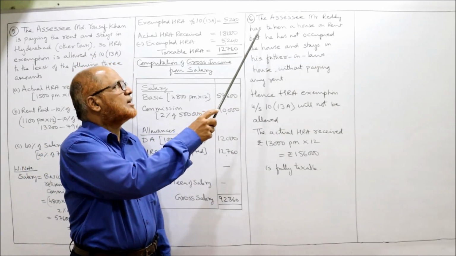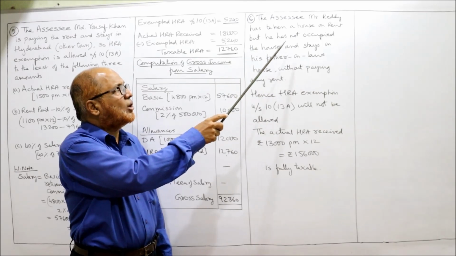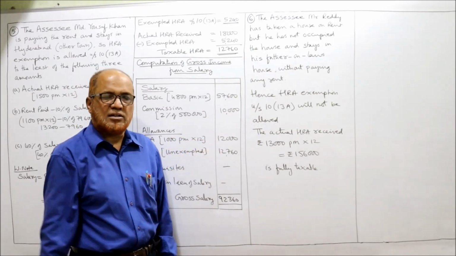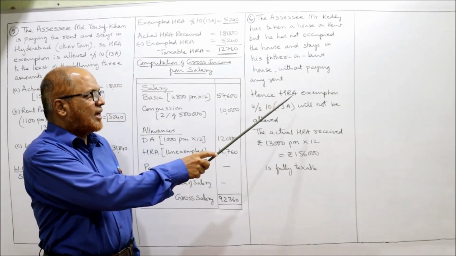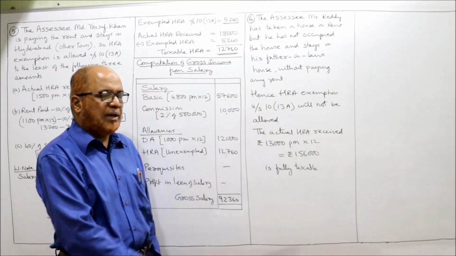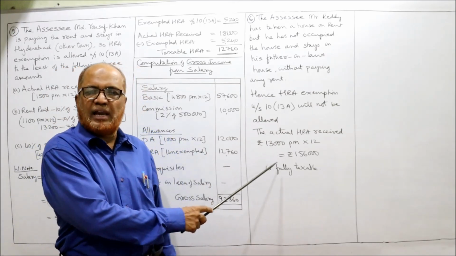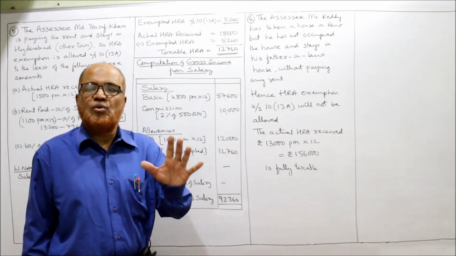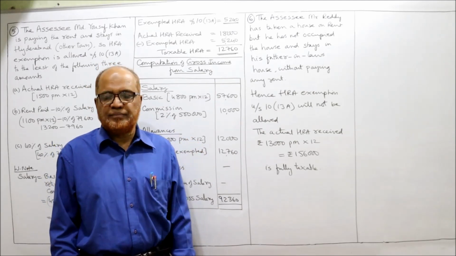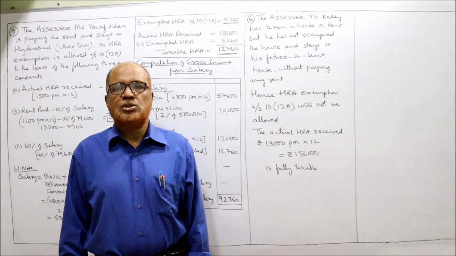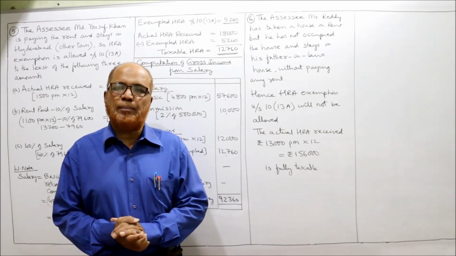So Mr. Reddy has taken a house on rent, but he has not occupied the house and stays in his father-in-law's house without paying any rent. Hence HRA exemption under 10(13A) will not be allowed. Actual HRA received 13,000 per month into 12, 1,56,000 is fully taxable. That's all. So this is the end of problem number 6. 6 problems on HRA we have completed.